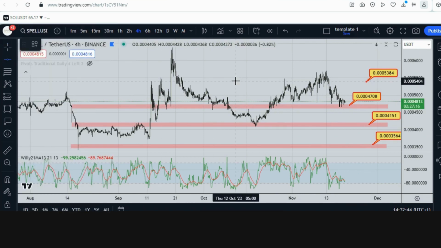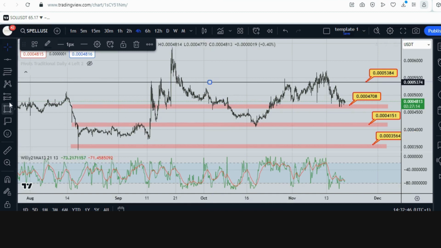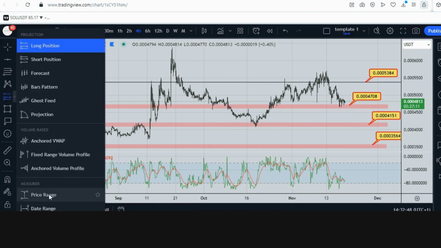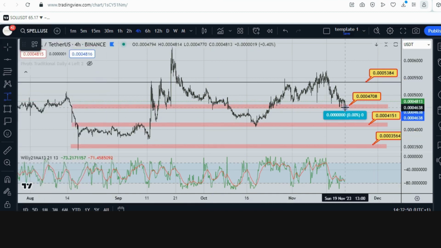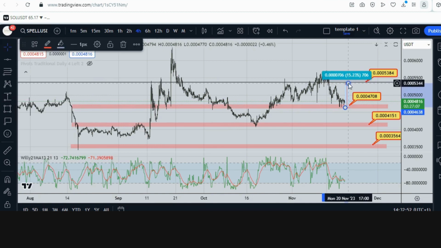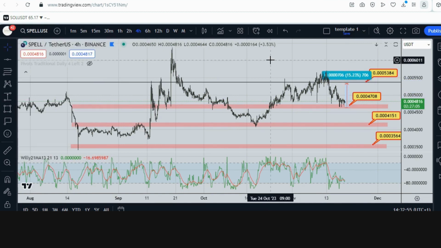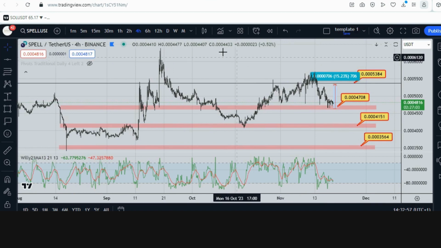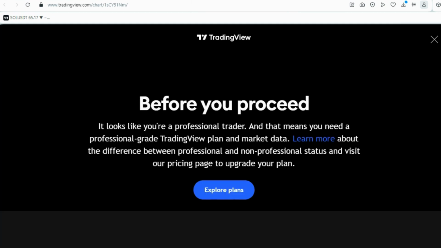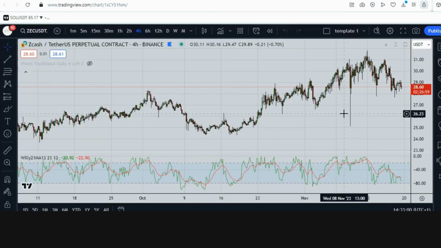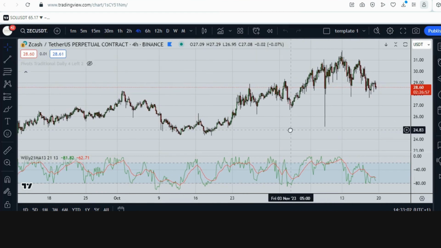You can see how easy it is to just look at the market, plot your lines, and set your trades. So from here to here gives us what? That's like 15% profit. That is number two, which is Spell. Now look at ZEC. ZEC also has the same setup. So we realize that all of them tend to follow the same direction.